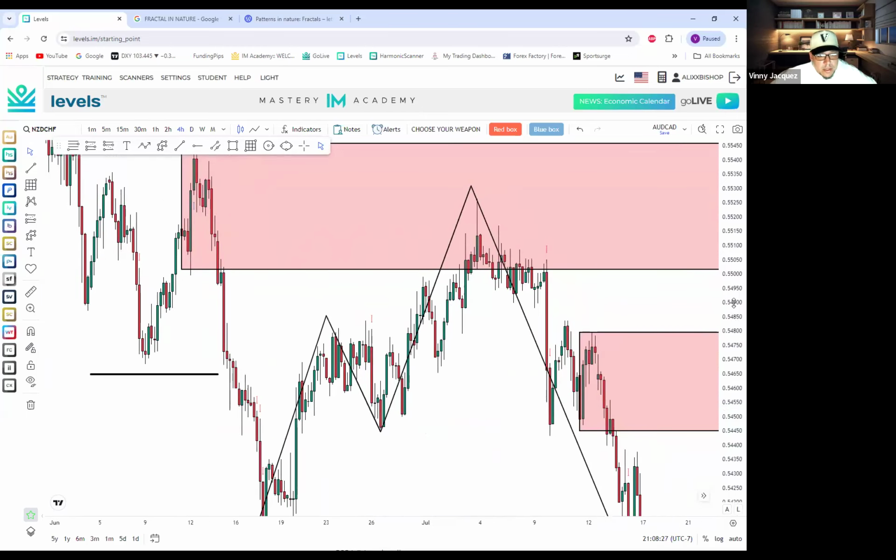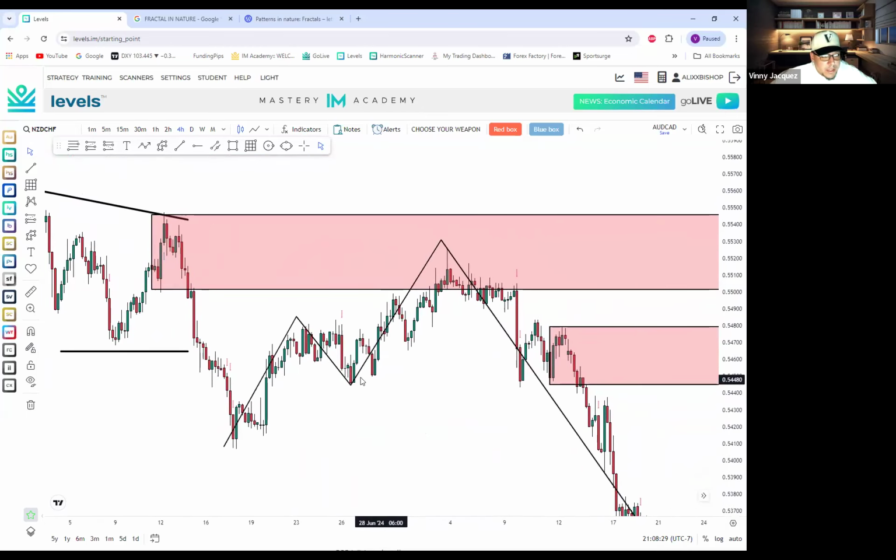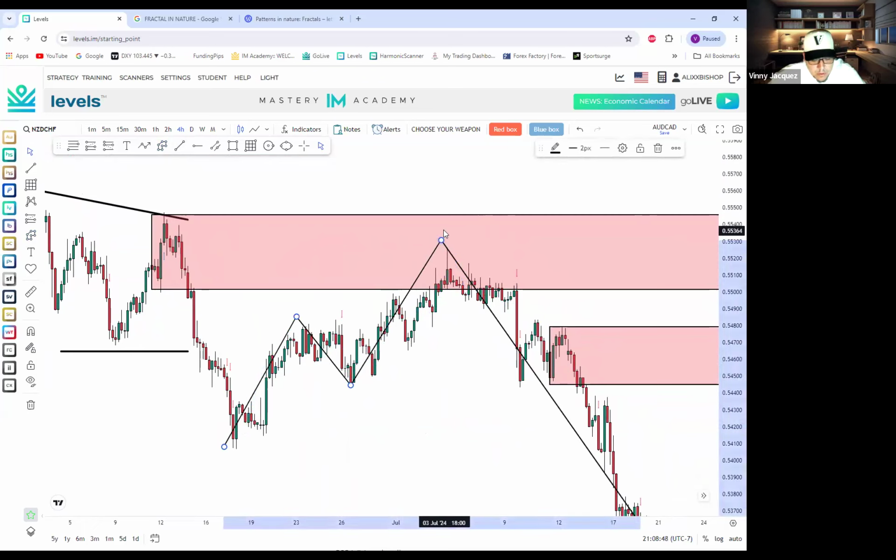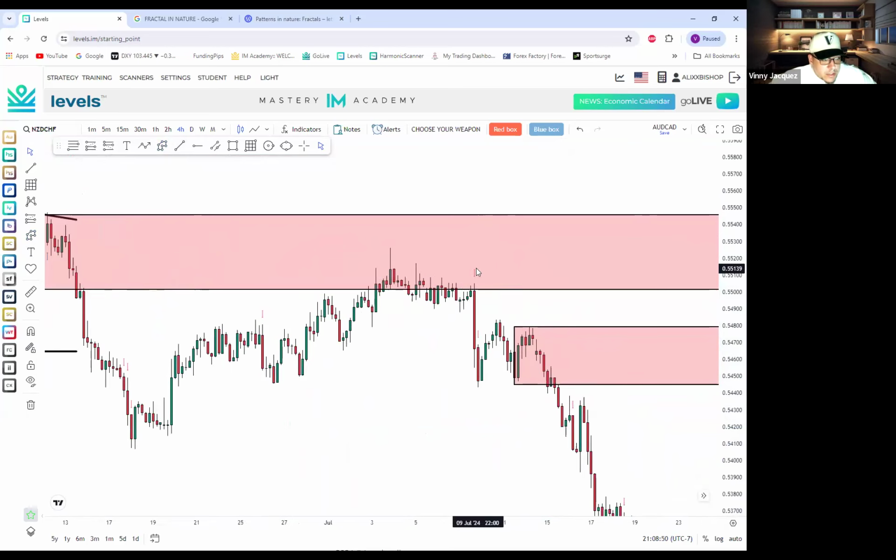Zoom out a little bit. See the bigger picture. Again, look at all this structure that you can see on the 4-hour. Look at all this consolidation you can now see on the 4-hour. Look at this, guys. Look at that. So look, this is what we can do here.